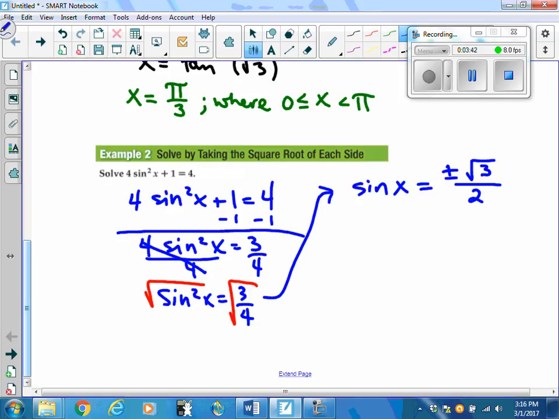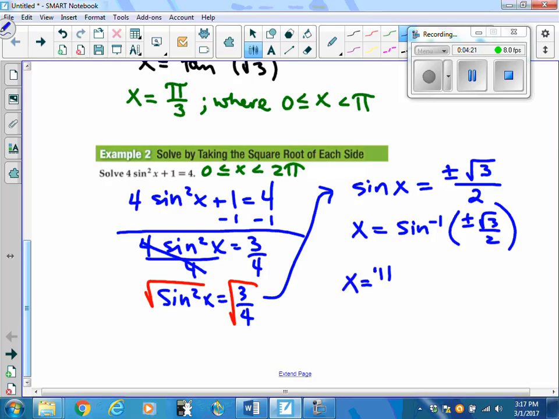So I'm looking for values this time, because sine has a period of 2 pi, I'm going to look for values where x is greater than or equal to 0 and less than 2 pi. So I'm going to focus on the entire unit circle for this. And if I go around and I look at the unit circle, I want to know where sine, which is our y values, are positive or negative square root of 3 over 2. So sine inverse of plus or minus square root of 3 over 2. But really, I just want to know where y is square root of 3 over 2, either plus or minus.